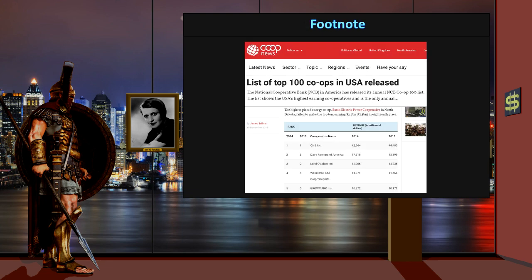Here's a footnote. Some who call themselves socialists may object at this point that their socialism is not based in government. They define socialism as worker control of the means of production, and they favor cooperative enterprises where the workers directly control their own companies. Each co-op is owned by its own workers, not the government.